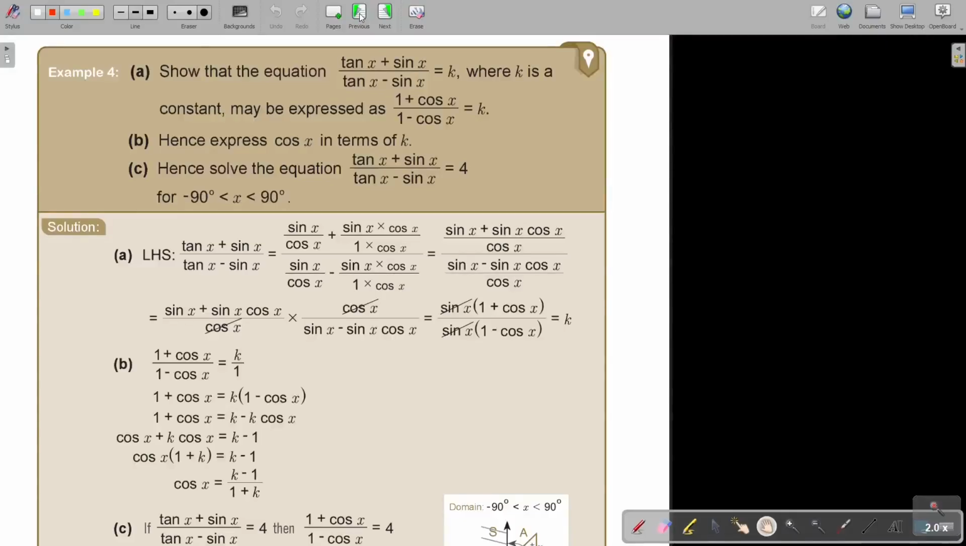AS-Level Trigonometry Exam Preparation Questions, Part 4. Let's look at another example.